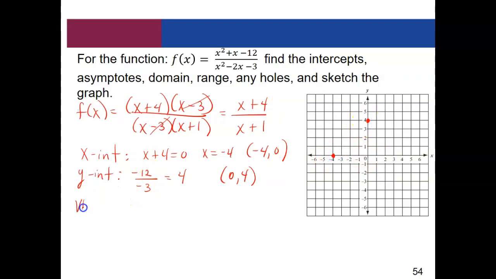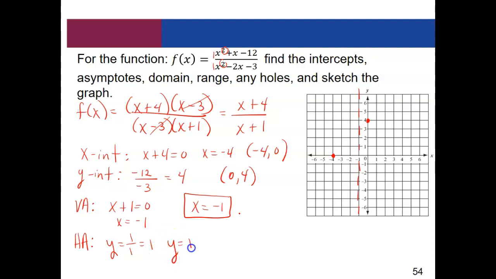For the asymptotes, my vertical asymptote is going to come from the denominator, but it's not going to come from the factor that cancels out, just from the one that's left. So if I set that equal to 0, then my vertical asymptote is x equals -1. So at -1, I'm going to draw a dotted line to indicate there is a vertical asymptote there. The horizontal asymptote, we look at the degrees. Here the degrees are equal, so I'm going to use the ratio of the coefficients. So that's going to be 1 over 1 or 1. So y equals 1 is going to be my horizontal asymptote.